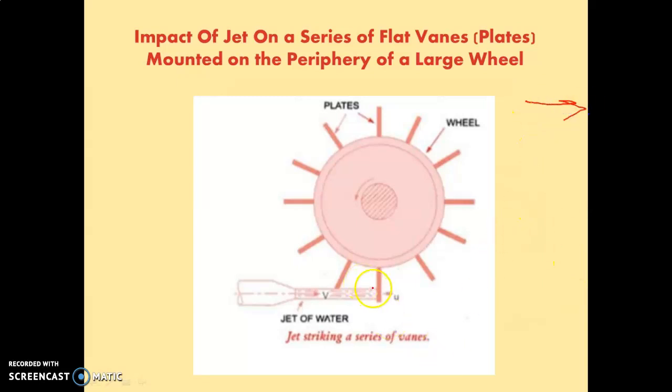Now in this case, the jet is striking this plate. This plate will move forward in a radial direction, and the second plate will take the place of the first plate. Again the jet will strike this plate, it will move in a radial direction, and the third plate will arrive here. So due to the jet continuously striking the successive plates, the wheel will start rotating. I hope you understood this.